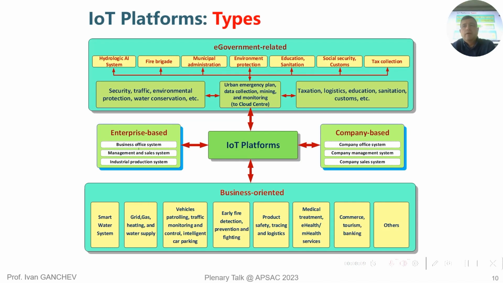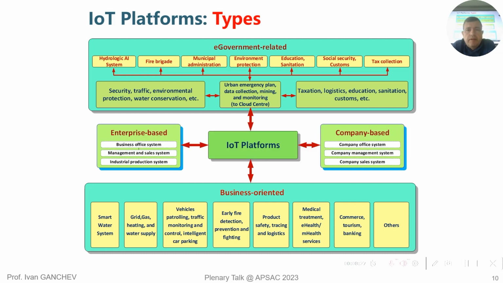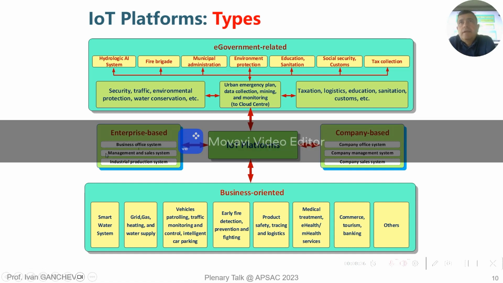So for a system to be able to provide IoT services, what is needed is to build the system on an established IoT platform. And currently, the main four types of the IoT platforms could be distinguished. On the top, you can see the e-government related ones.